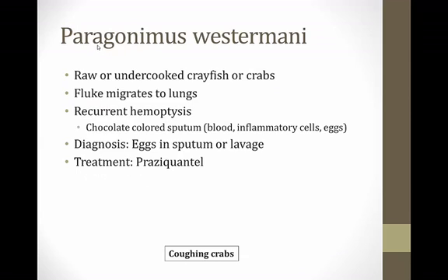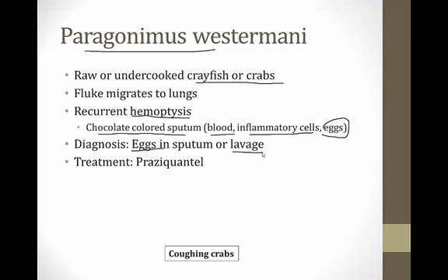And then our final fluke is Paragonimus westermani, which you get from eating raw or undercooked crayfish or crabs. These flukes migrate to the lungs and they give you hemoptysis. And a classic finding is chocolate-colored sputum, which contains blood and inflammatory cells and the eggs of this helminth. You can diagnose it by seeing the eggs in a sputum sample or a bronchoalveolar lavage. And you treat this with praziquantel. And I just remember coughing crabs when I hear the word Paragonimus infection. And that concludes our module on helminths.